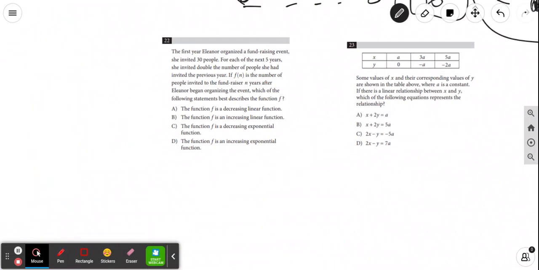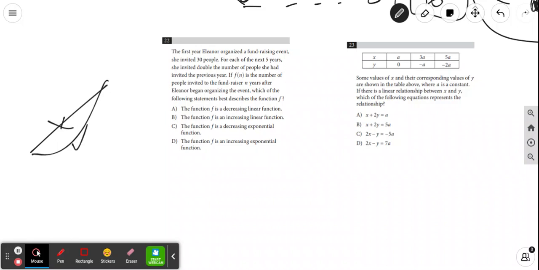The first year Eleanor organized a fundraising event, she invited 30 people. For each of the next 5 years, she doubled the number of people she had invited the previous year. So it's more like doubling, not like adding a constant.